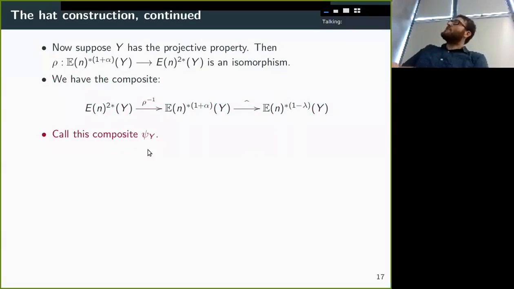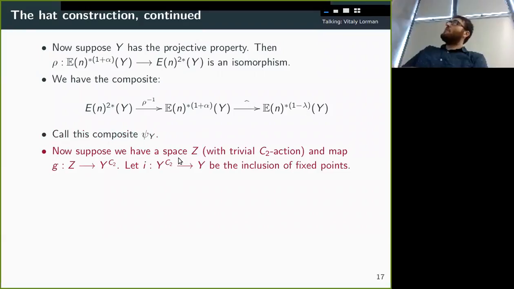Okay, so let's call this composite psi sub y. So this takes classes in the even cohomology of y and produces classes in the integral graded equivariant cohomology of y. And the idea is where these classes end up, we're now in a good place to take fixed points because there's no longer a C2 action on the spheres. So suppose we have our space Z, which has no C2 action, and a map from Z to the C2 fixed points of Y. So this is BO mapping in as the C2 fixed points of BU.